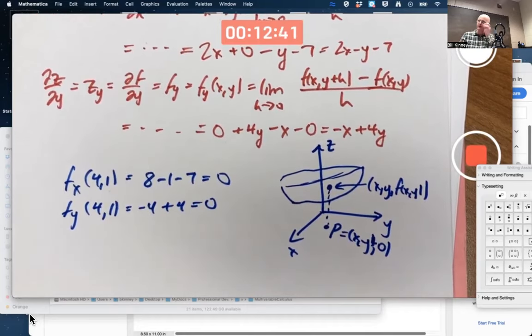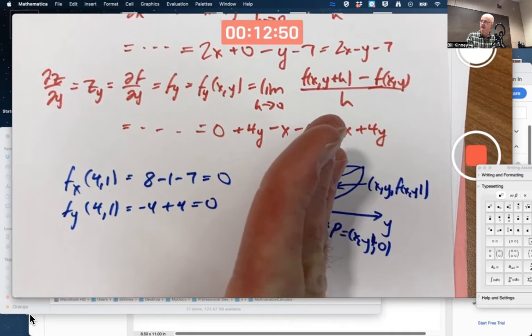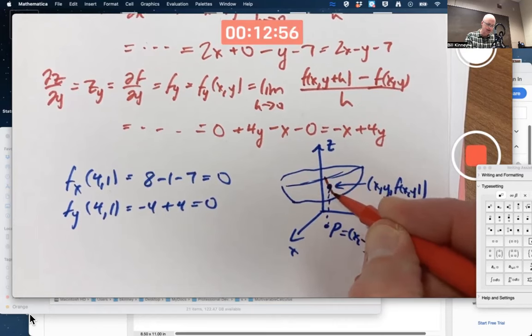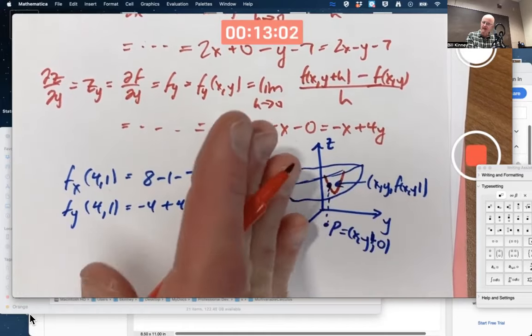And when I find a partial derivative with respect to X, I'm treating Y as constant. So that means I'm slicing it with planes perpendicular to the Y-axis, where Y is constant. And I'm going to get maybe some sort of curve like this, parallel to the XZ plane.